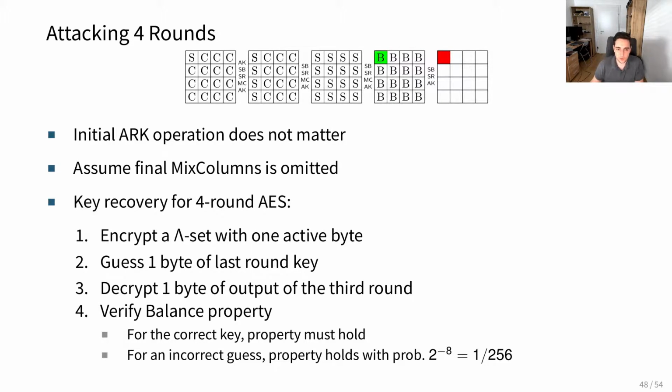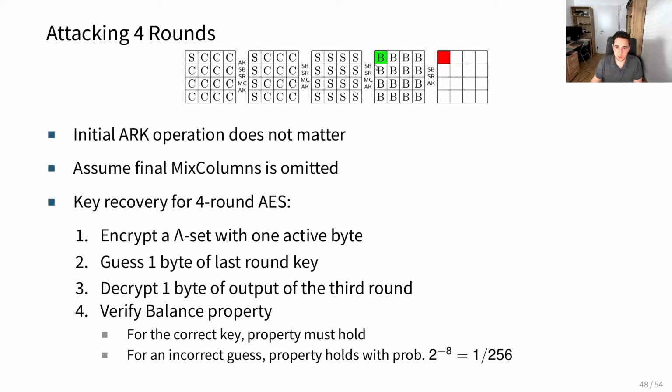And how this works is very simple. We omit again the final mixed columns. This is reasonable. It's also done in practice. And what we do now is we just guess the last round key here. We basically decrypt back. So with our guess, we can decrypt this single byte. And now we just compute the sum over all 256 intermediate values we have here.